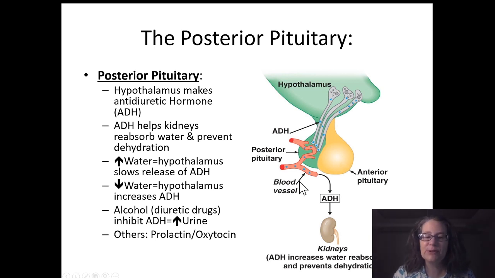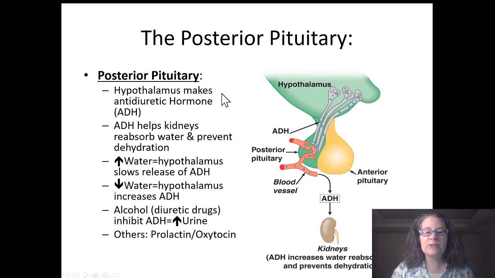The posterior pituitary also secretes a couple of other things that I want to mention, prolactin and oxytocin. These are milk production and labor delivery hormones. You will see these at the end of a pregnancy in a human, either for the beginning of the milk production or the actual birth of the child.